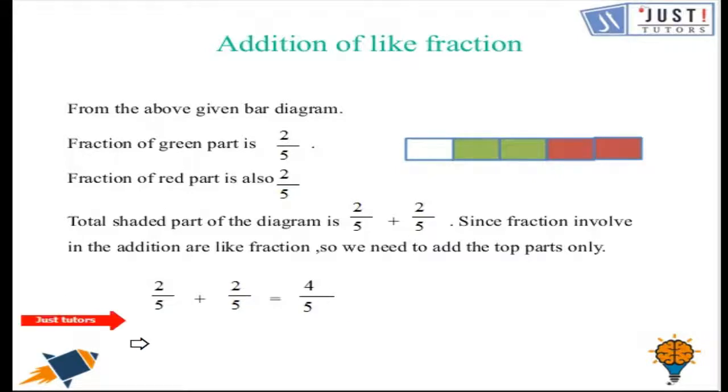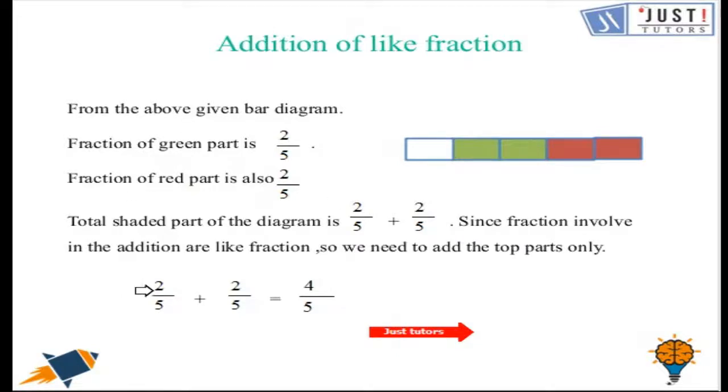addition of like fraction. So let's try to understand that with the help of a given example here. So the fraction of the green part here is 2/5 because 2 of them are green out of total 5. If I talk about the fraction of red part, that is 2/5 because 2 of them are shaded out of total 5 parts. Now let's learn how we can add them together.